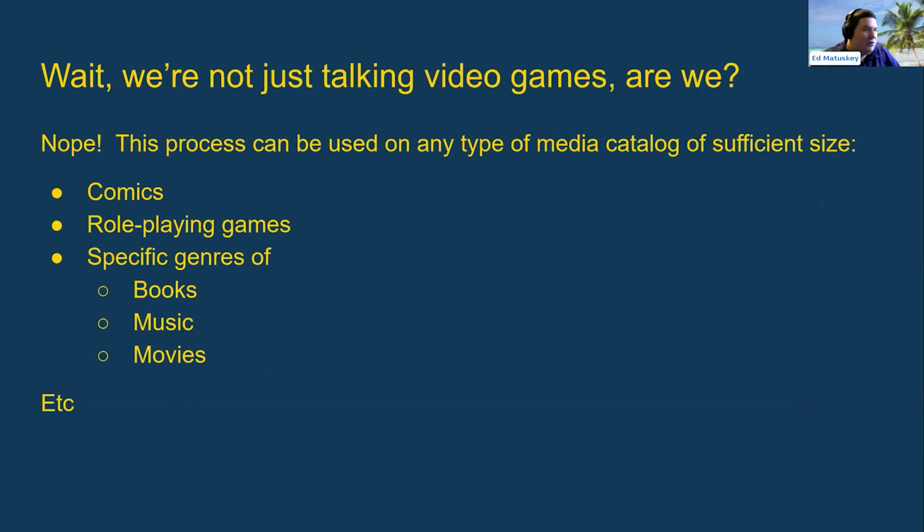So big surprise, we're not just talking about video games, are we? This is the group I would go to with I have a whole other presentation with more detail on my video game ontology slash taxonomy. But I realize we don't need to be that niche. This approach could be applied to all sorts of media and probably other catalogs. Media is just near and dear to my heart. Comics, role-playing games, specific genres of books, music, movies, etc.